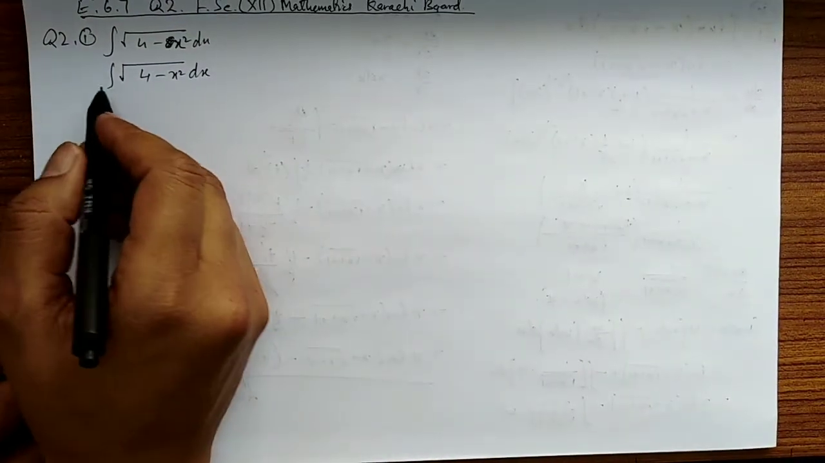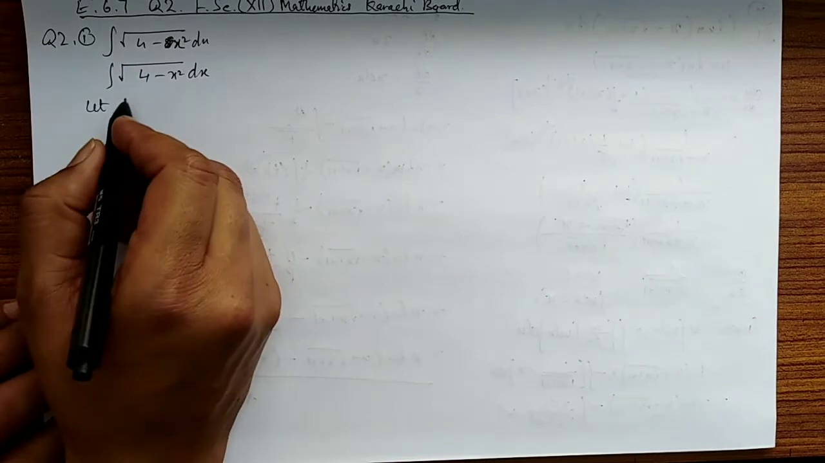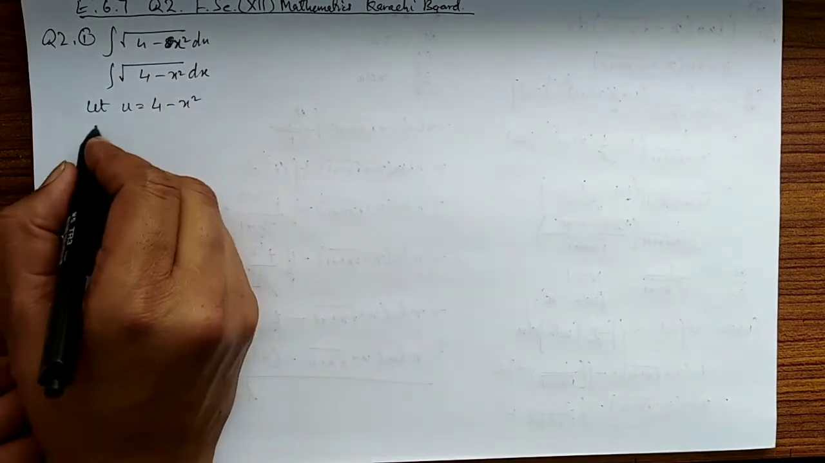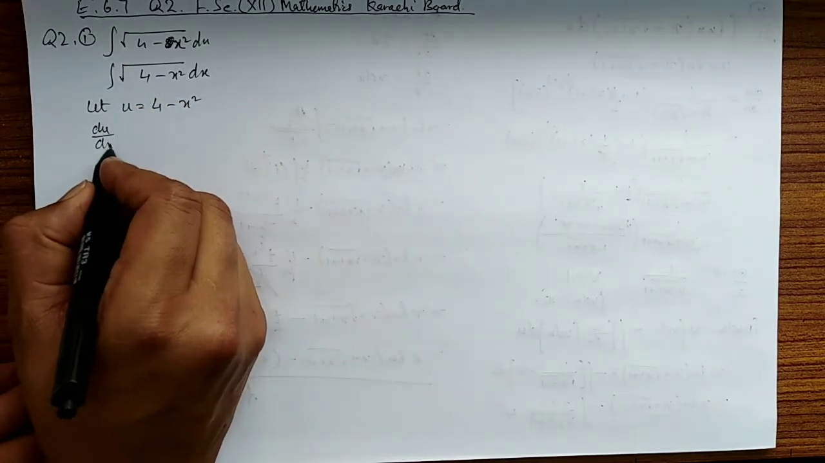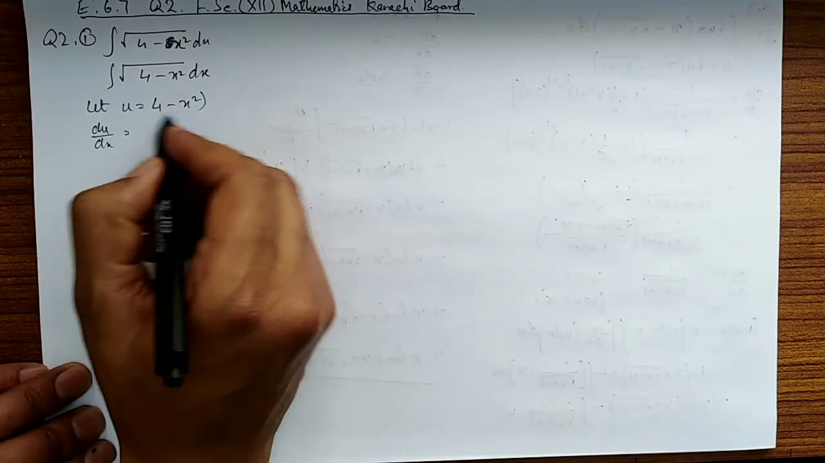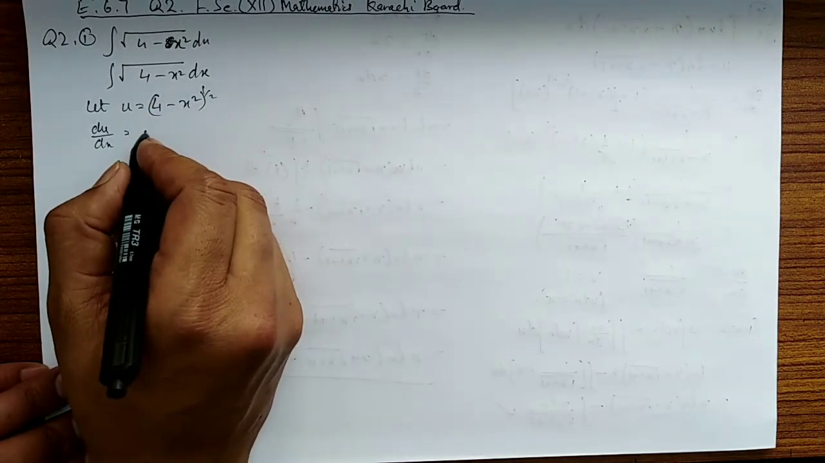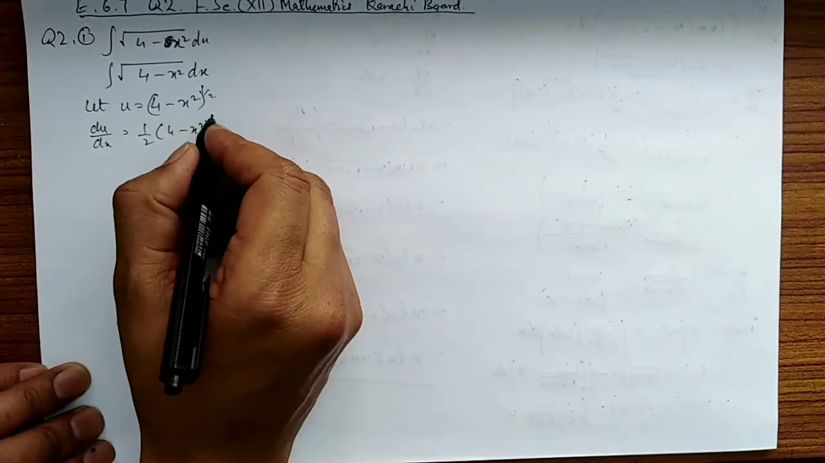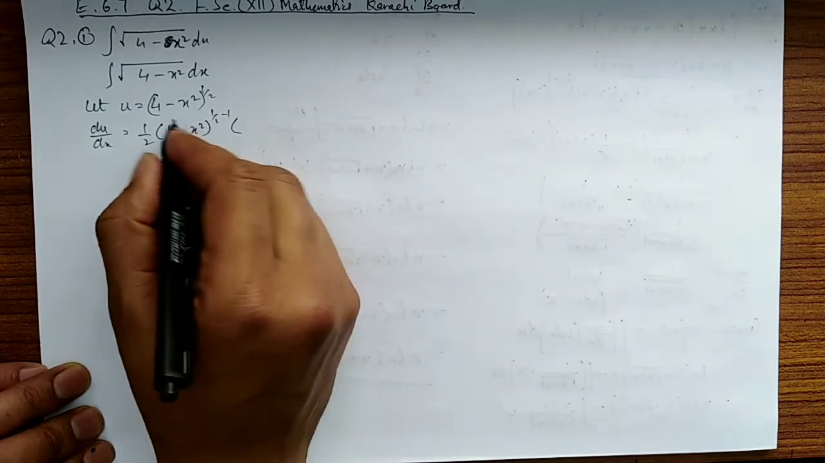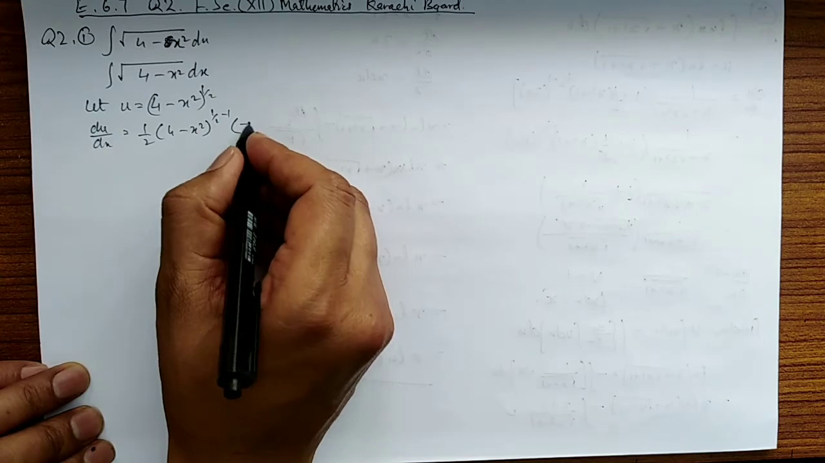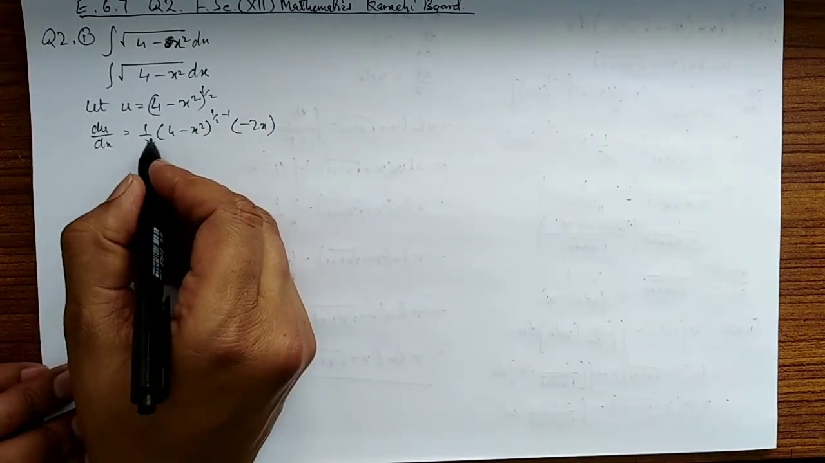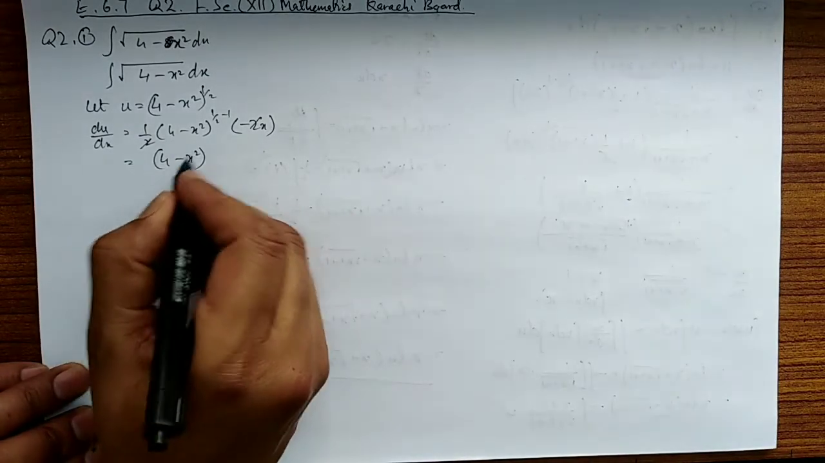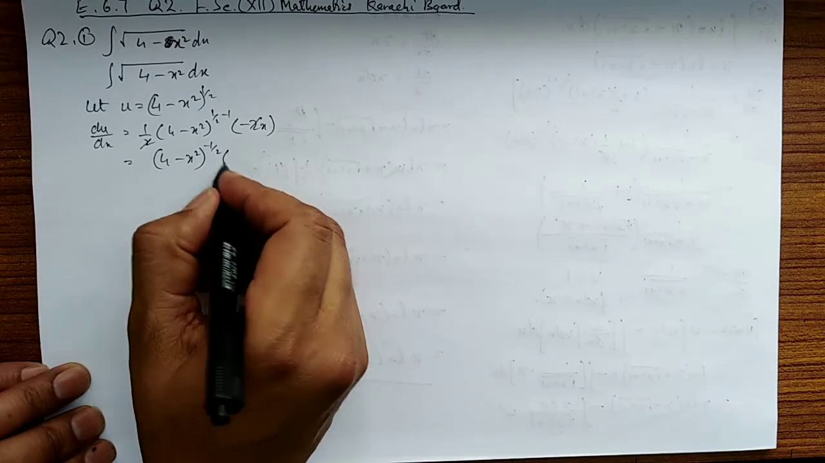So taking this question, let's consider u equals root of 4 minus x square, so du upon dx, we have 1 upon 2 also. Taking the derivative, 4 minus x square to the power 1 upon 2 minus 1, and the derivative of the function, that is minus 2x. Okay, we can cancel out this 2 and 2 here, and 4 minus x square gives minus 1 upon 2 into minus x.